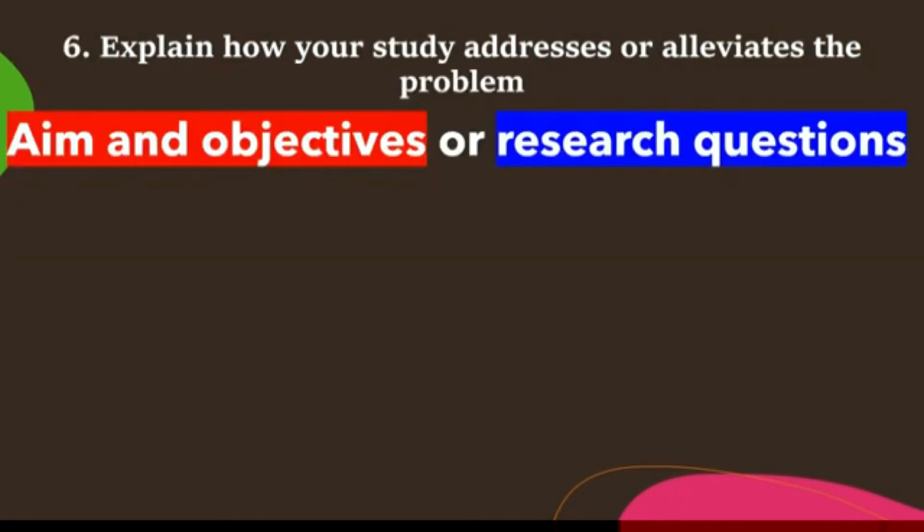Number 6, the last section of the introduction chapter of your dissertation. In this last part, you will explain how your study addresses or alleviates the problem. To do this, I would use the aims and objectives or research questions. I prefer aims and objectives because it makes your plan very clear and very concise. It's also a good way to show your supervisor your intentions, your plan of the project.